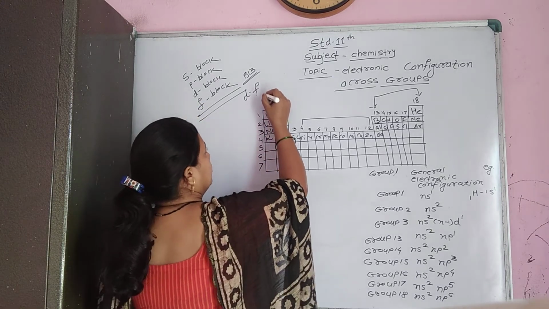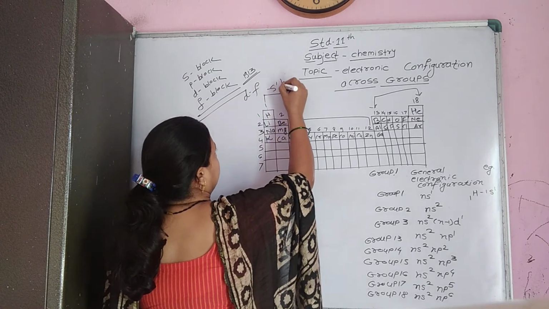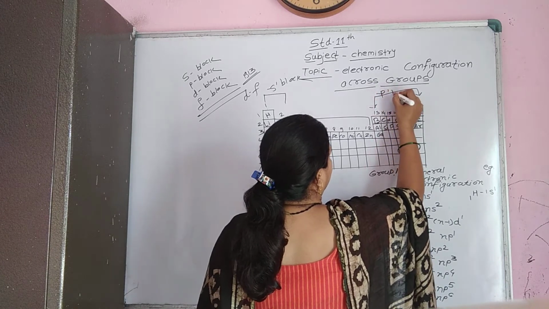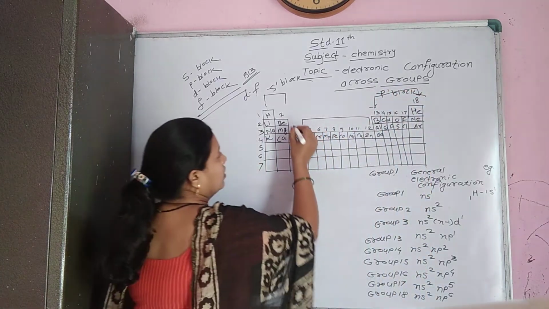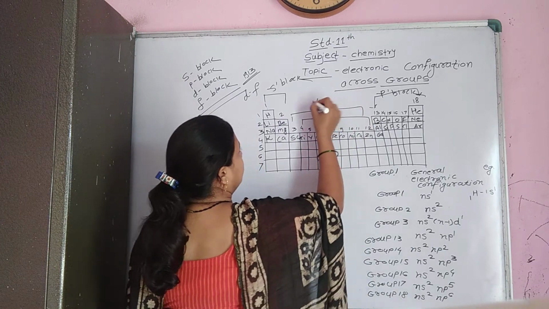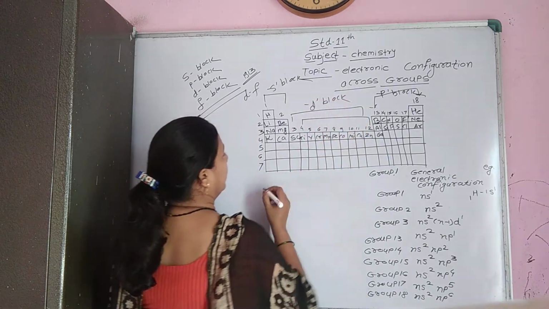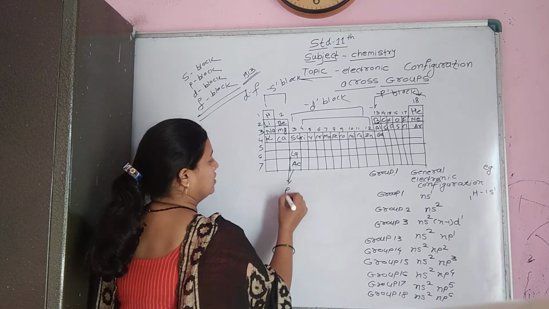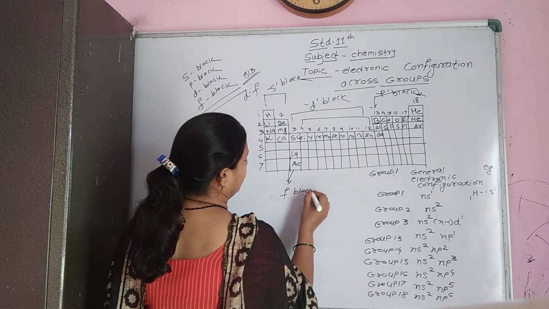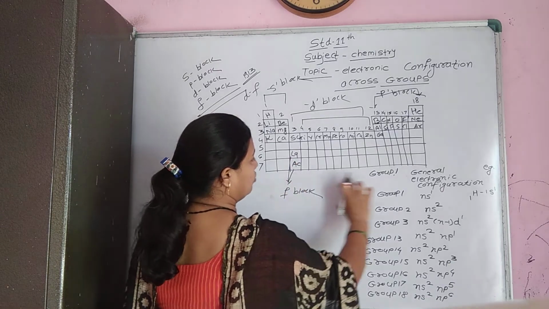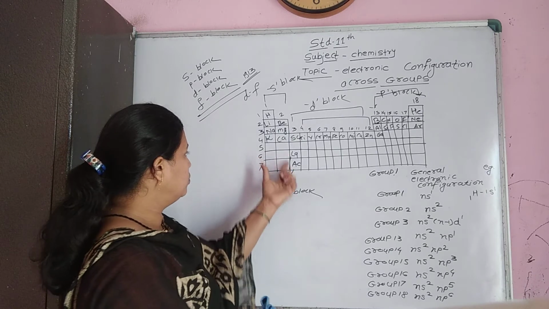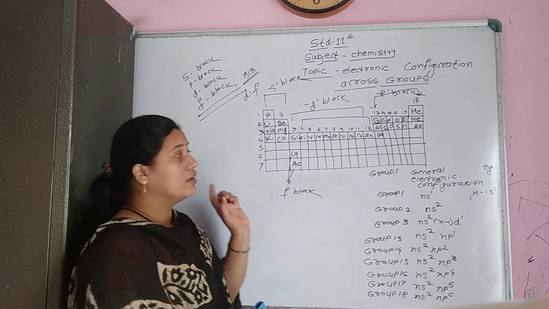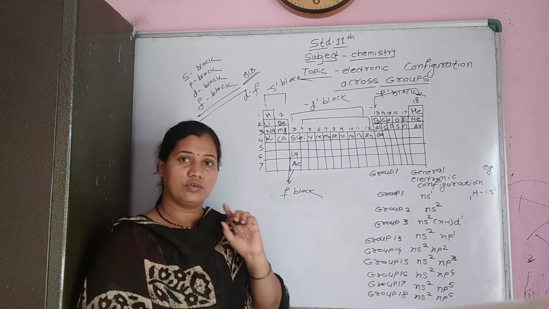As we know, groups 1 and 2 are included in the s block. Then group numbers 13 to 18 are included in the p block. Then group numbers 3 to 12 are included in the d block, and here the lanthanide and actinide series are present. These two series are placed at the bottom of the periodic table and are included in the f block. How the elements are classified into a particular block is clear from the electronic configuration.